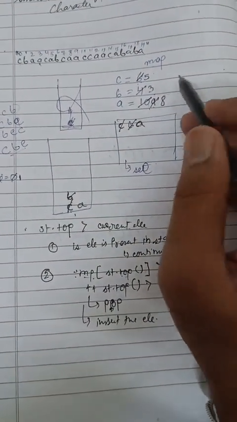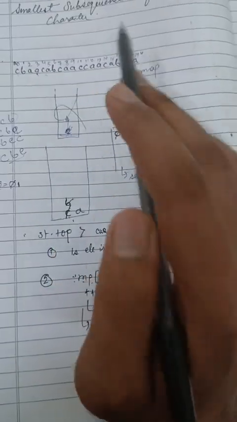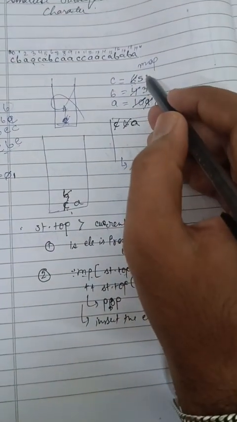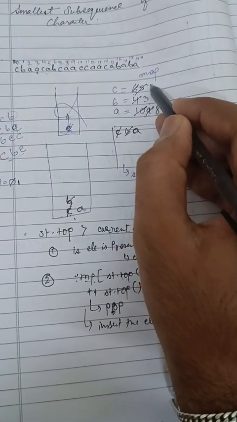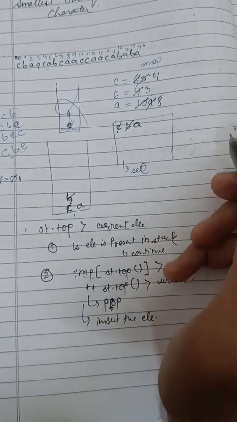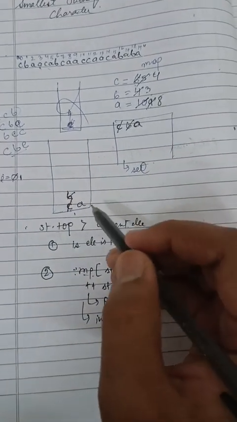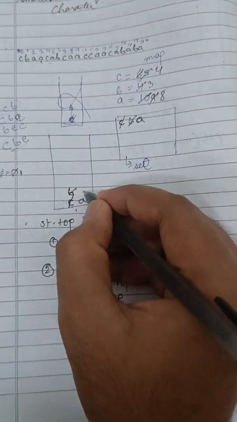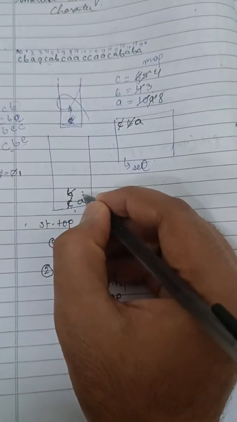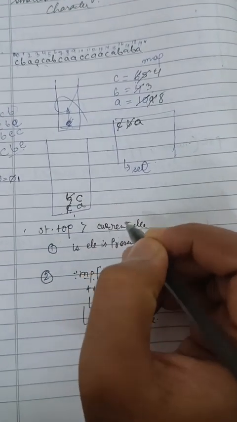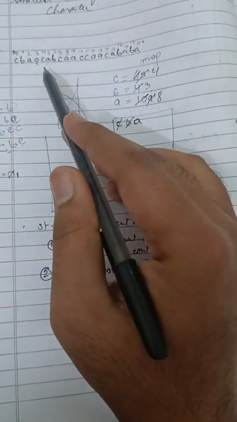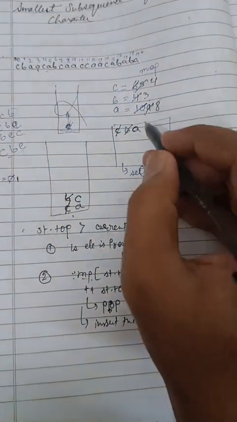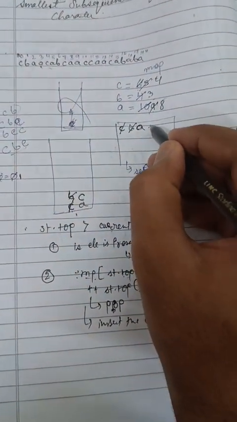First and foremost. Okay, now C, I am currently on C. I will decrease its frequency first. Now it will be 4. Now is C greater than A? Yes, it is. Then simply I will insert into the stack. Alright, C is inserted into the stack. Now I will insert in the set also, right?